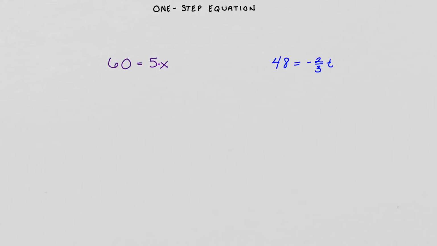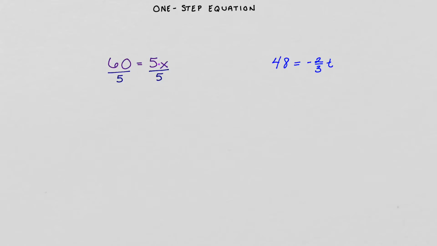So the next question that we should ask ourselves is, what will undo a multiplication of 5? Or in other words, what's the opposite of multiplication? We know that the opposite of multiplication would be division. So I'm going to divide both sides by 5. And again, I want to do both sides because what I do to one side of the equation, I must do to the other in order to maintain its balance.